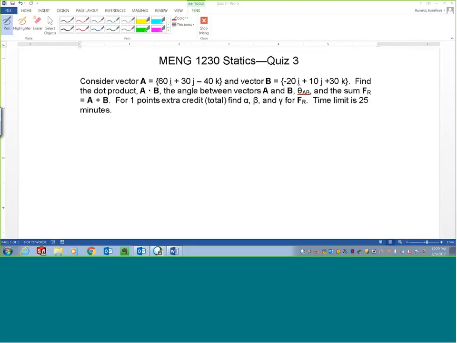Okay, so I'll walk through solving quiz 3 in statics. We have two vectors here. We've got vector A. Turn my pen on. I'm not sure why I don't have a pen tool. There we go. So I've got vector A here. And I have vector B.